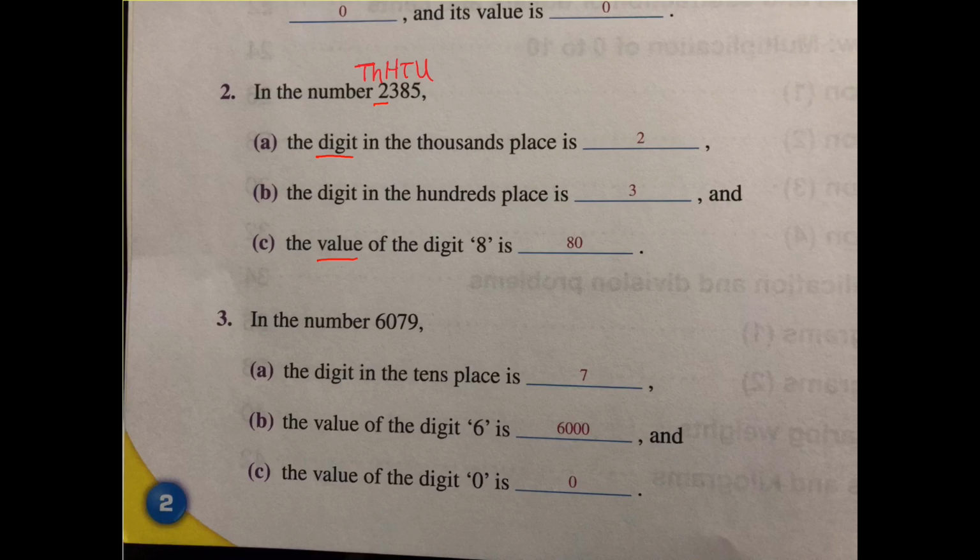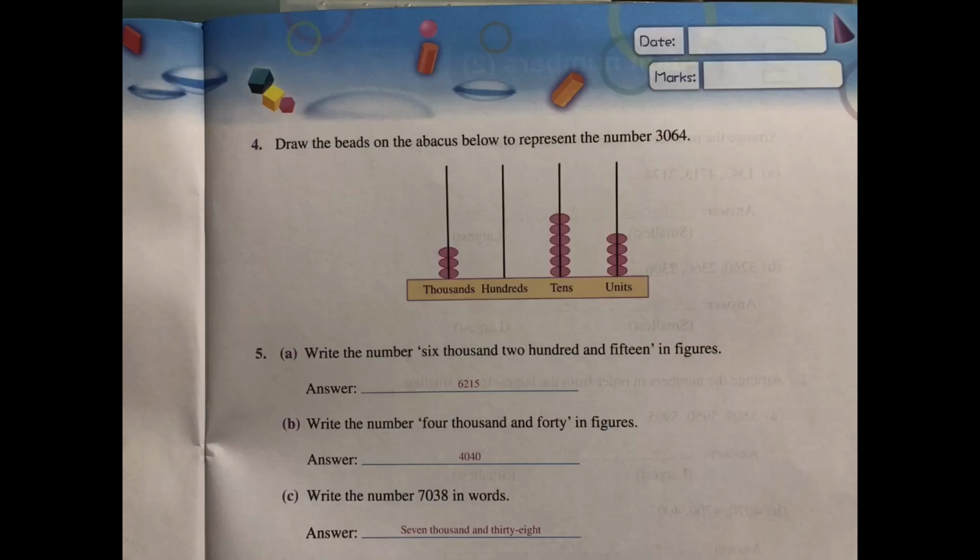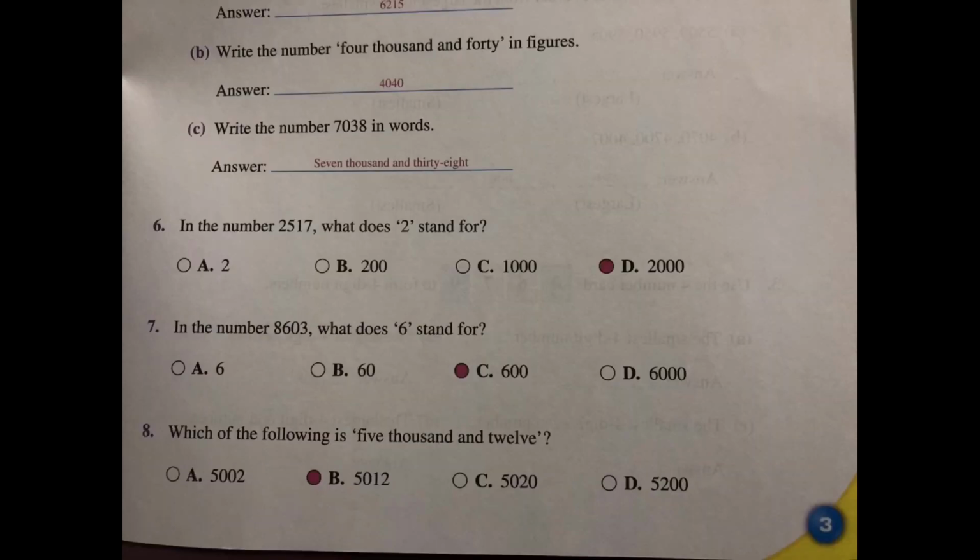For part C, the value of the digit 8 is 80. 8 stands for 80 in the tens place. And this is the top part of page 3. This is the bottom part of page 3.